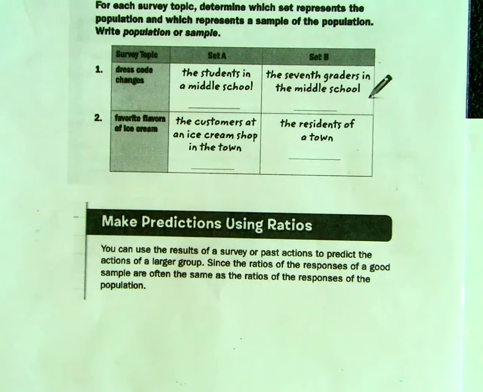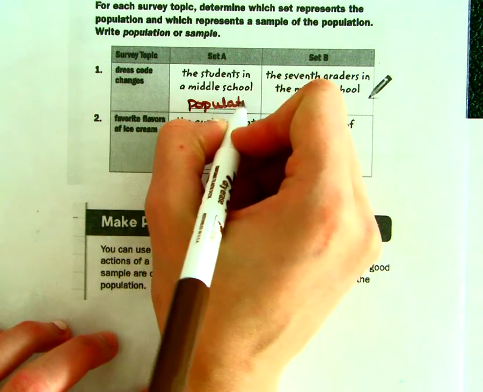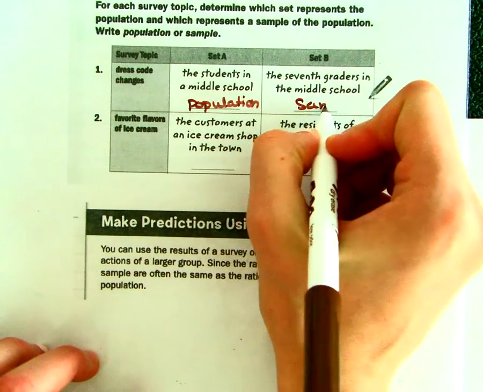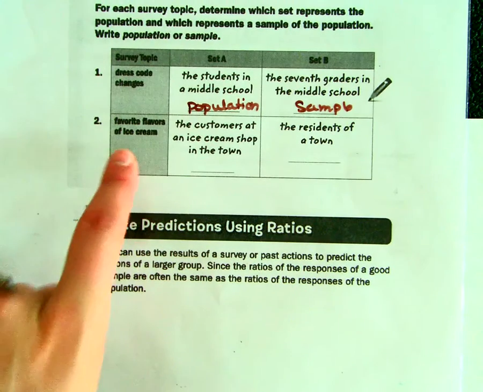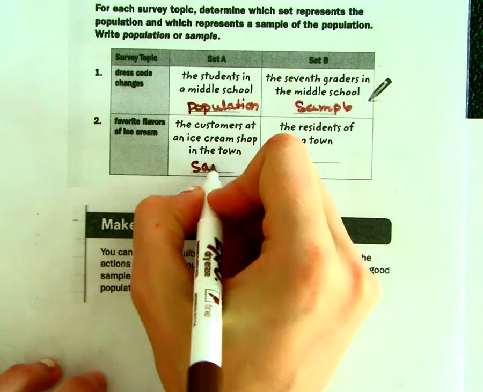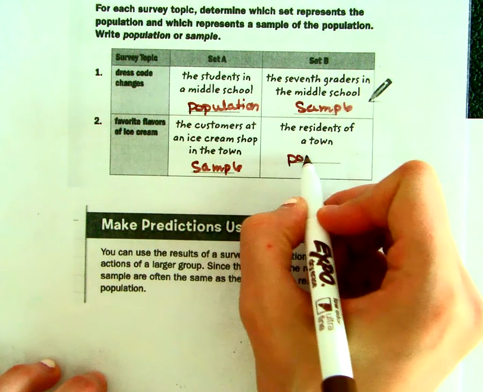So the students at the middle school. The students at the middle school would be a population, because that's everybody. And then the 7th graders at the middle school, that would be a sample, because we're just asking a few people in our population. Okay? Favorite flavors of ice cream. So the customers at the ice cream shop in town. Again, we're just talking to a select few people at the ice cream shop, so that would be a sample. And then the residents of a town, that would be the population, because that's everybody.